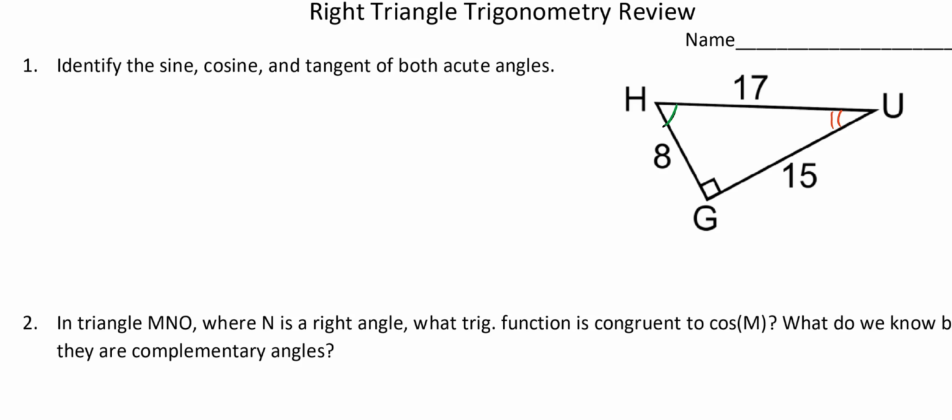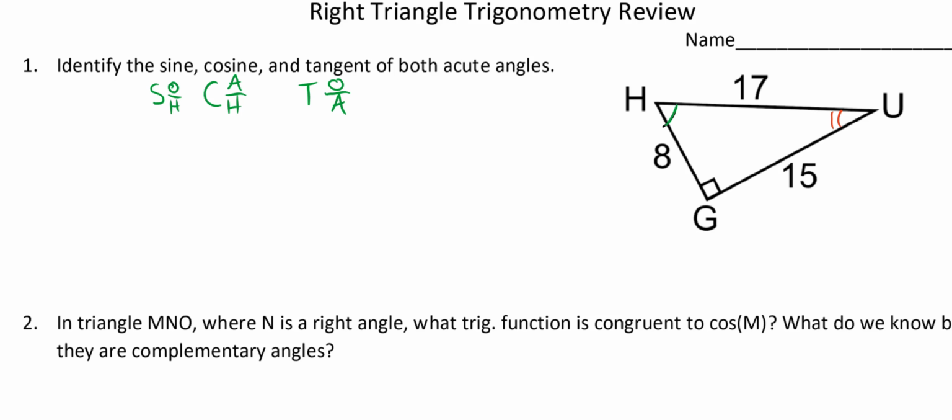So if I want to identify the sine, cosine, and tangent of that angle H, first I have to know what sine, cosine, and tangent are. So let's write those out. Sine is opposite over hypotenuse. Cosine is adjacent over hypotenuse, and tangent is opposite over adjacent.